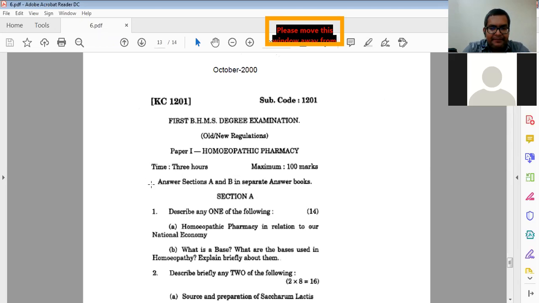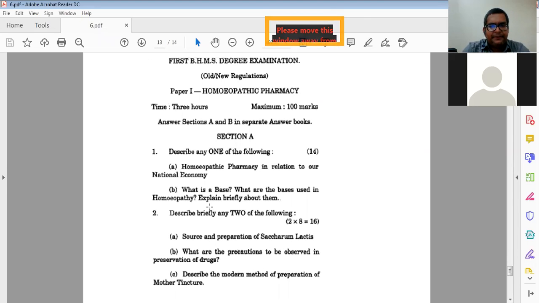Next is describe briefly any two of the following. Bases, I told you, are semi-solid vehicles. You can use Vaseline, beeswax, all these things. Any of that, you just explain one of them. Suppose these two questions are there: if you know both the answers properly, try to answer question number one.